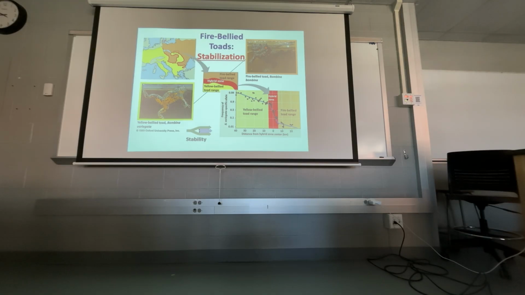First and foremost, the hybrid dies. Its viability is very low. Second is the actual habitat that the hybrid zone is found in. The fire-bellied toad, this guy here in orange, lives in lowlands, low elevation. The yellow-bellied toad lives at high elevation. So one lives at high and one lives at low. The hybrid zone meets in the middle.